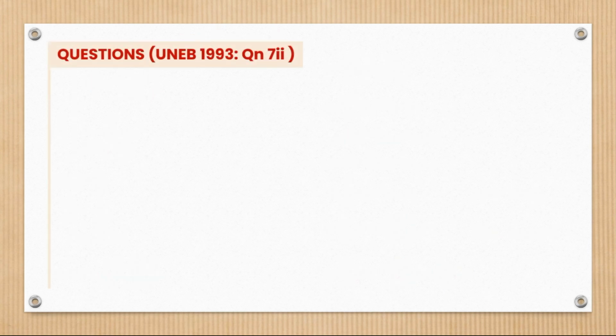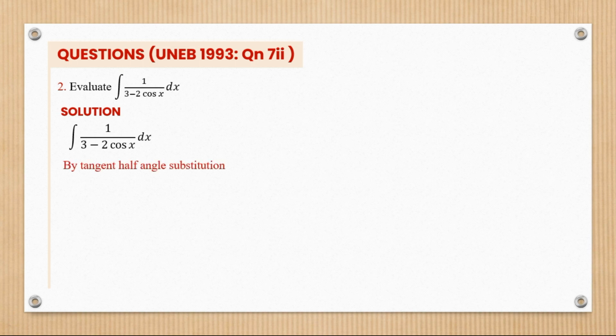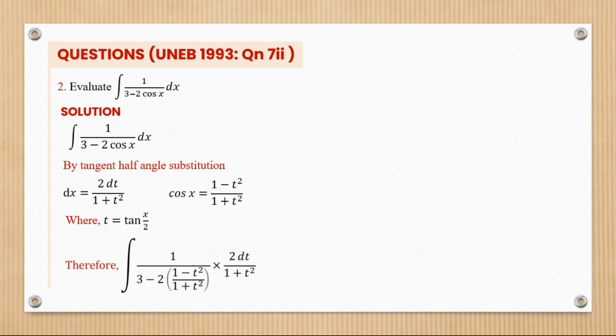So the next question is a question from UNEB 1993, and this was question 7 part 2. So we have the integral of 1 over 3 minus 2 cos x dx. So we're going to use tangent half angle substitution. So remember dx is 2 dt over 1 plus t squared, and then cos x, as you remember, is 1 minus t squared over 1 plus t squared, where t is equal to tan x over 2. So we're going to substitute those in, and this is what we end up having.